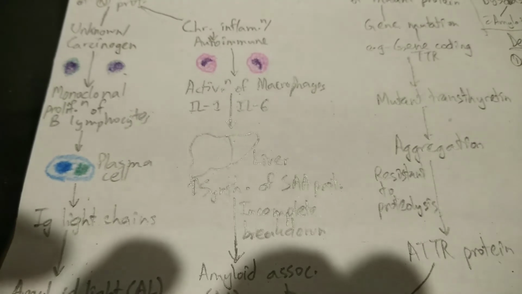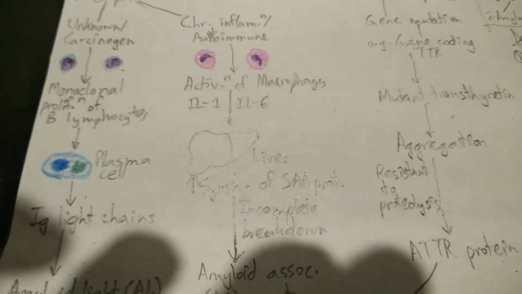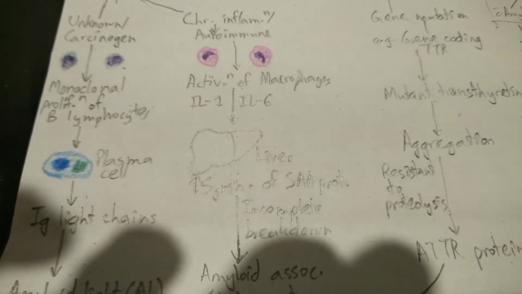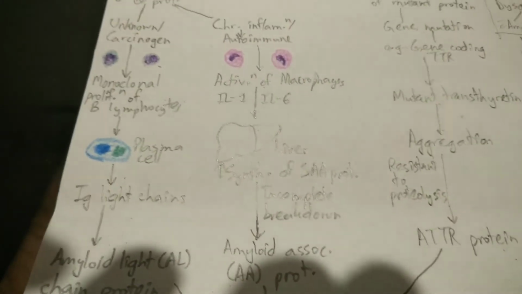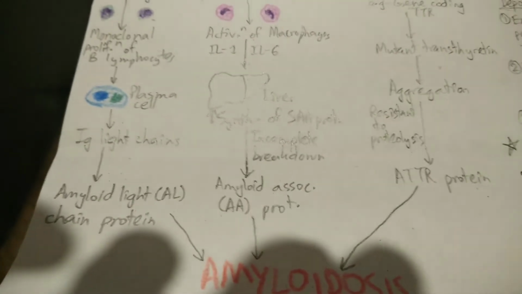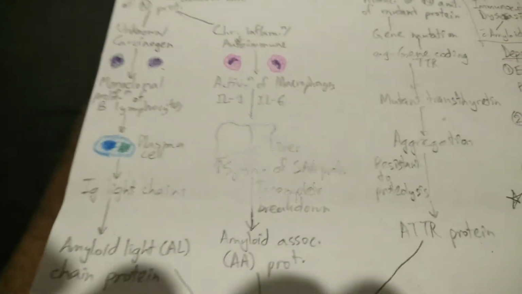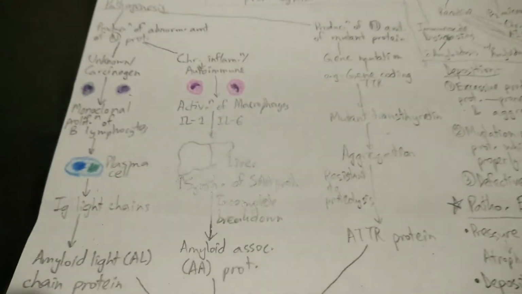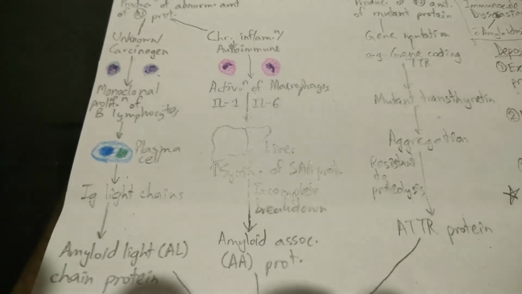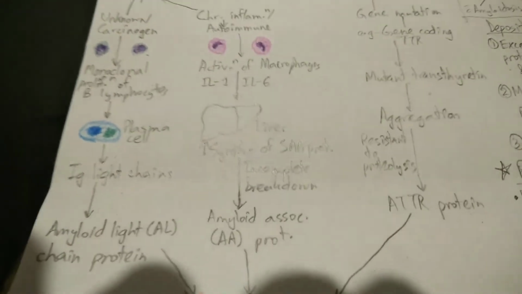SAA, all right? Now, SAA is the serum amyloid associated protein. And incomplete breakdown of this, in these chronic inflammatory states, causes amyloid associated protein, which is the AA. All right. So, in unknown cases or carcinogens, you find increased AL production, and in chronic inflammatory states such as autoimmune diseases, you find AA production.